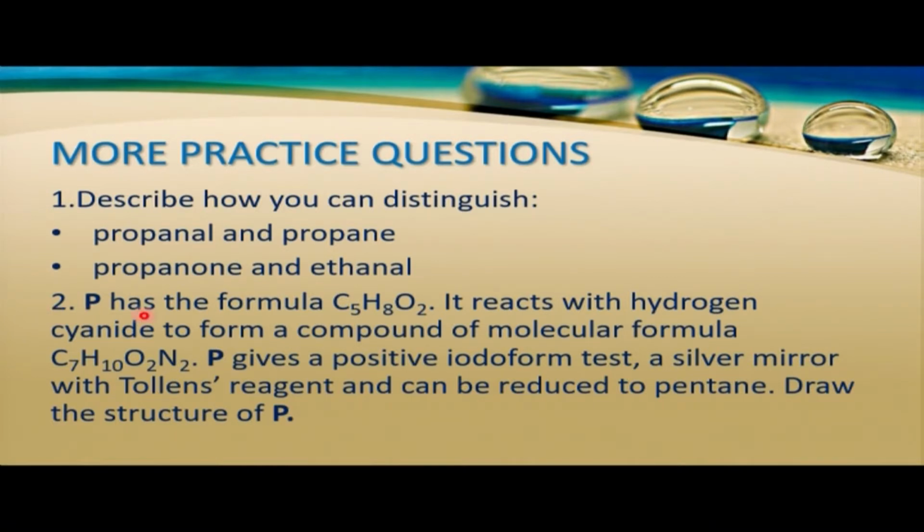P has the molecular formula C5H8O2. It reacts with hydrogen cyanide to form a compound of molecular formula C7H10O2N2. P gives a positive iodoform test, a silver mirror with Tollens' reagent, and can be reduced to pentane. Draw the structure of P. You can see we have 2 oxygen atoms. So think about having 2 functional groups, carbonyl groups.